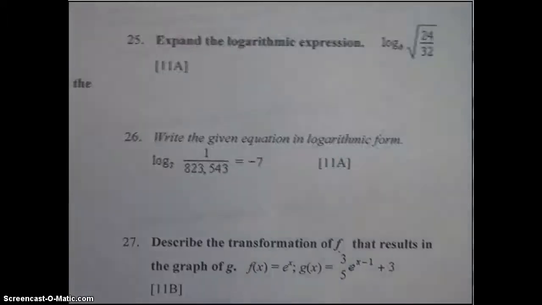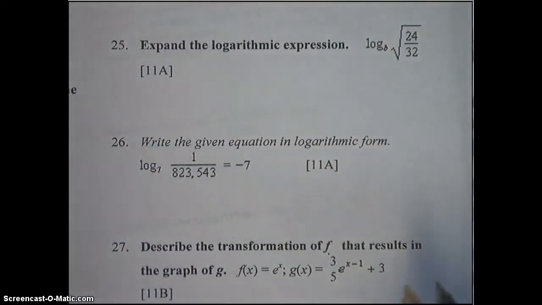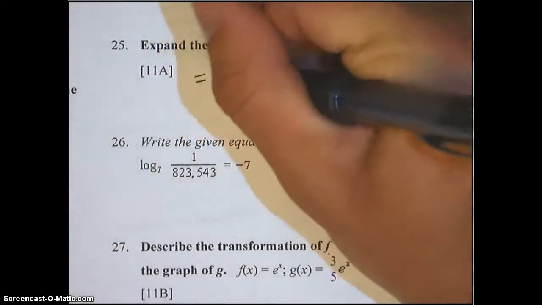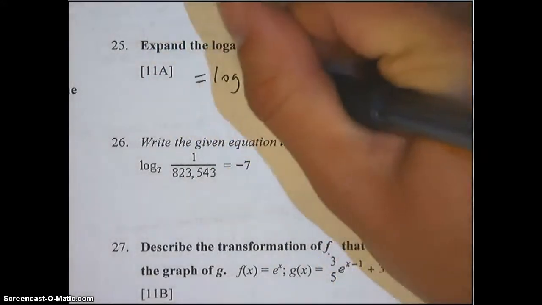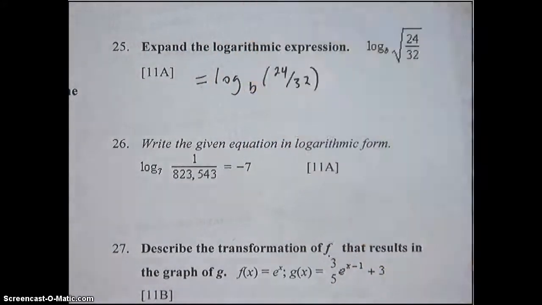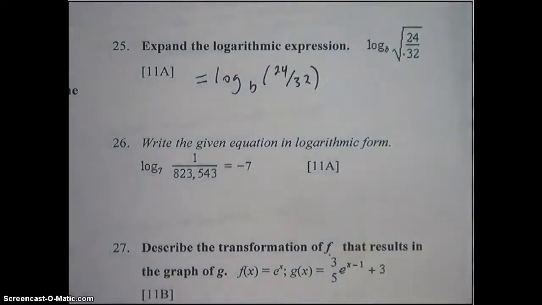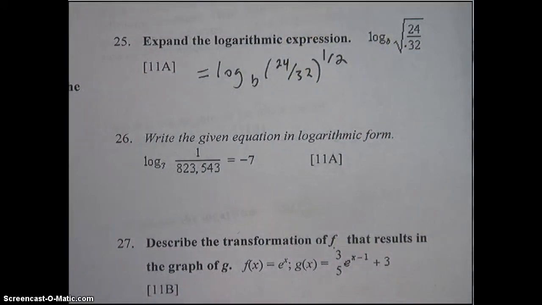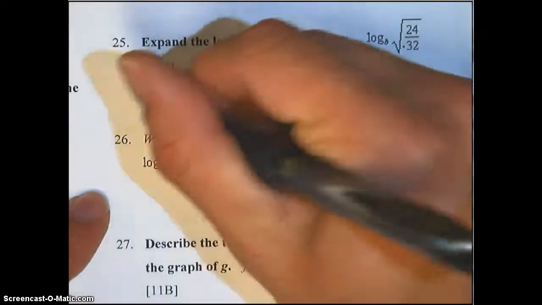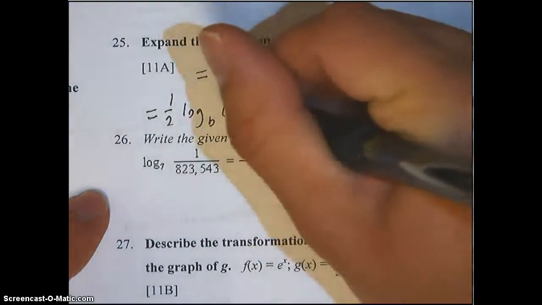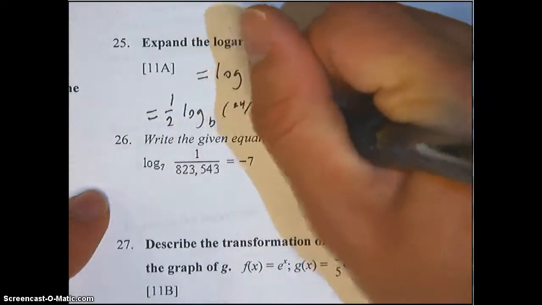The first thing we want to do is change this so that that log base b is written like this. So 24 divided by 32, and that's to the, remember that a square root is the same as a 1/2 power. Alright, so I can take that 1/2 and write it at the front of the logarithm. This is 1/2 log base b of 24 divided by 32.